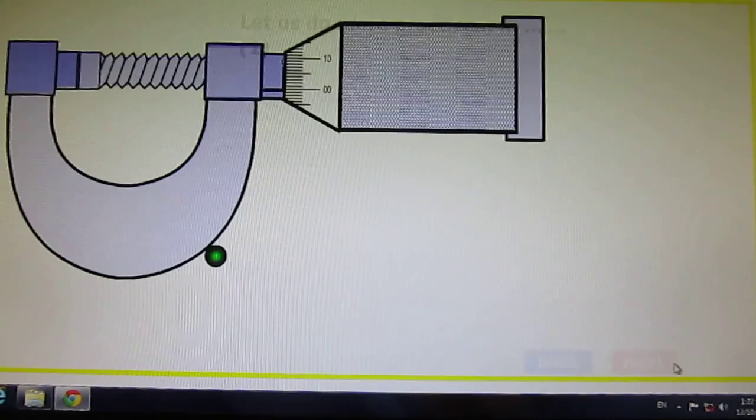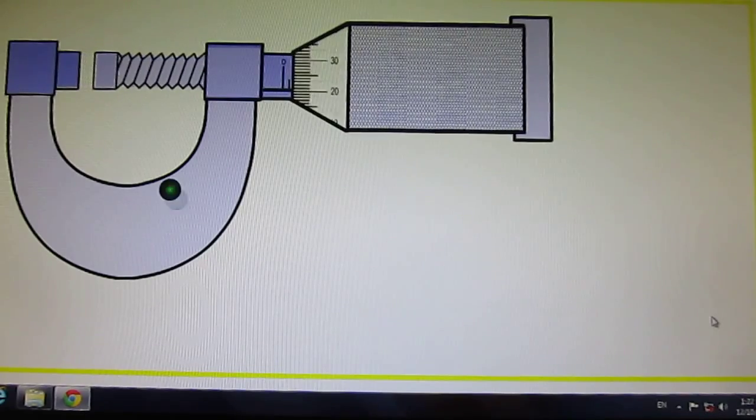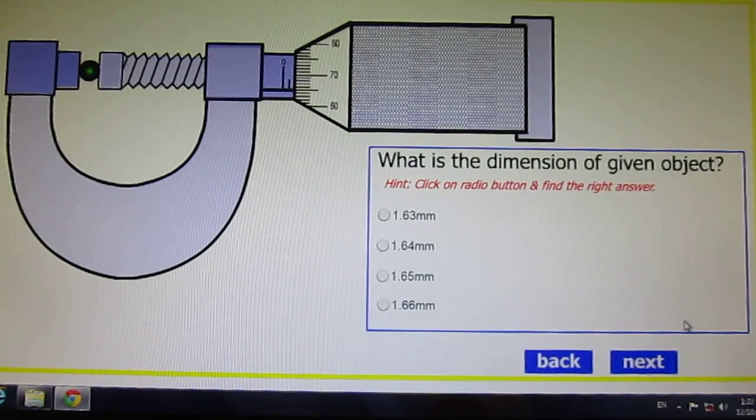Let us do more practice. On the screen we can select the correct answer. What is the dimension of the given object? We are measuring the diameter of this sphere, and we have to click the right answer from these different radio buttons. 1.63, that is the wrong answer. Why? Because 1 millimeter and the 65th division is aligned with the baseline. So our answer will be 1.65. That is the right answer.